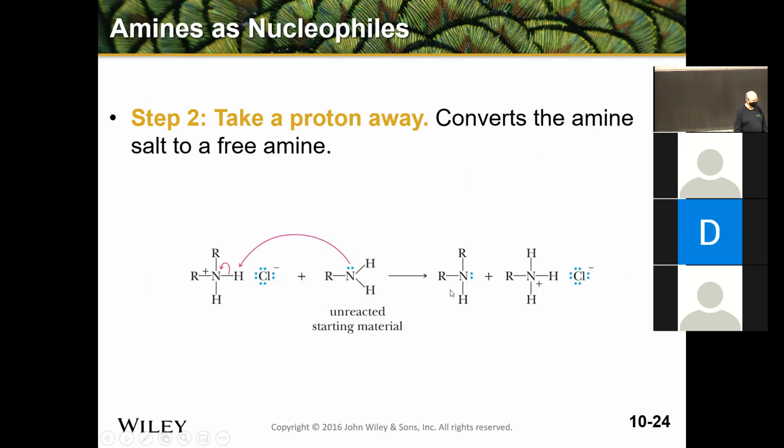Okay, what they're saying is that once we get this secondary amine, it can then attack another alkyl chloride to give us a tertiary amine, and it keeps going. And we'll end up with a mixture of products.